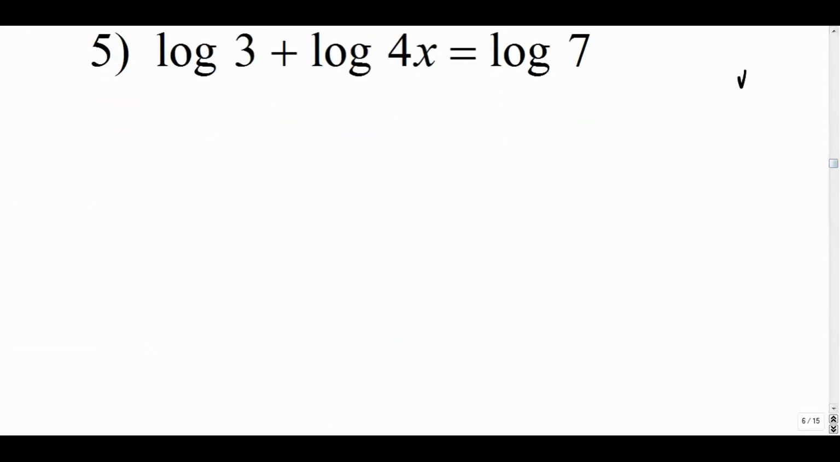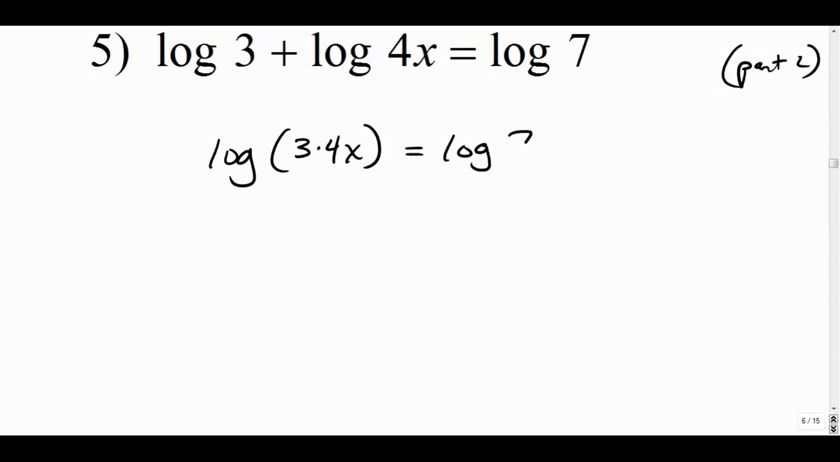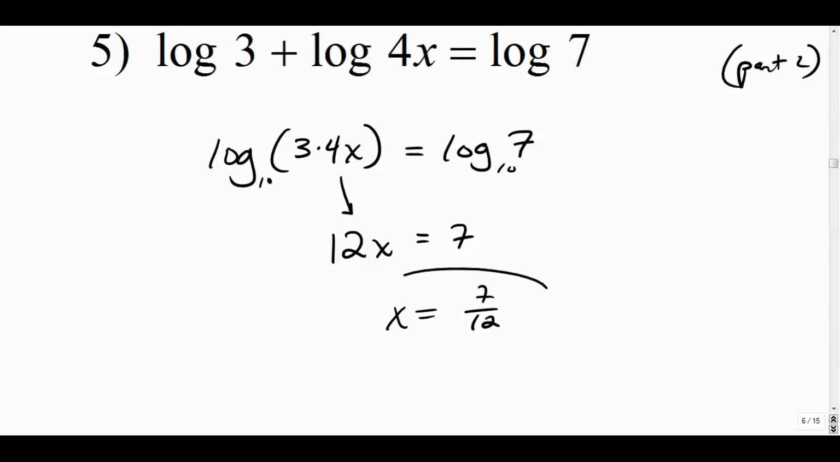Number 5, same thing. Part 2 of my 3-part series has my properties. If I have addition and our bases are the same, I can condense those. Log 3 times 4x equals log 7. So we have the same bases on both sides. Base of 10, base of 10. So this is 12x. Set 12x equal to 7. So x is 7 over 12.